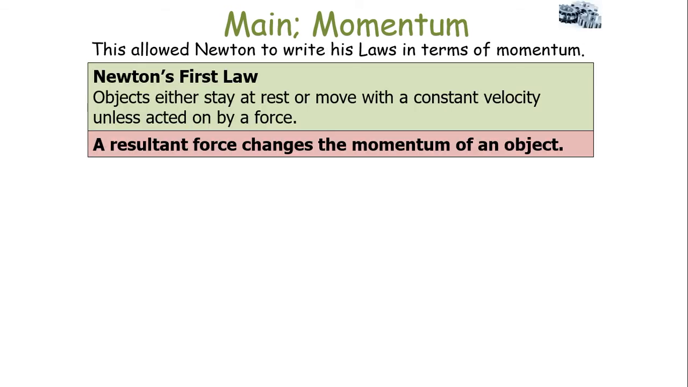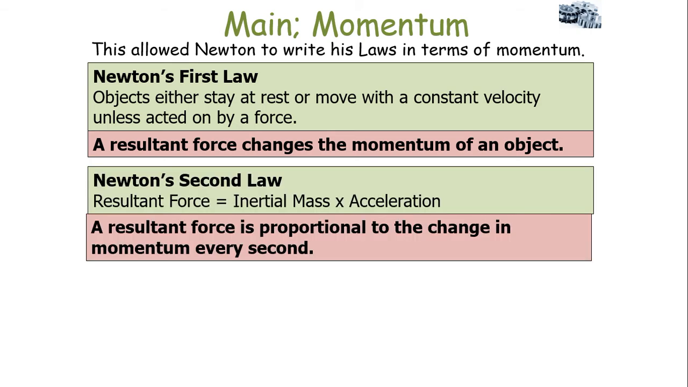Now, this allowed Newton to write his laws in terms of momentum. So now, Newton's first law, which what we say in the modern day is that objects stay at rest or move with a constant velocity unless acted upon by a resultant force, we can actually write that as a resultant force changes the momentum of an object. Newton's second law, that the resultant force is equal to inertial mass times by acceleration, well, we can also say that the resultant force is proportional to the change in momentum every second.